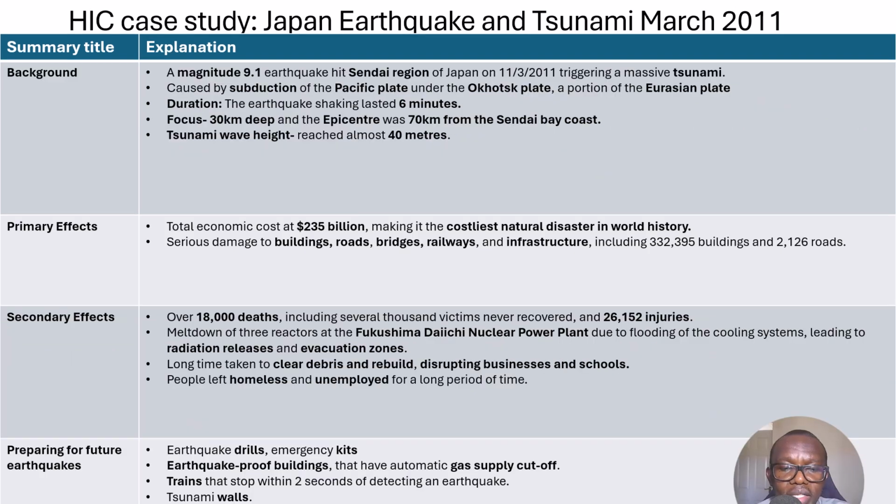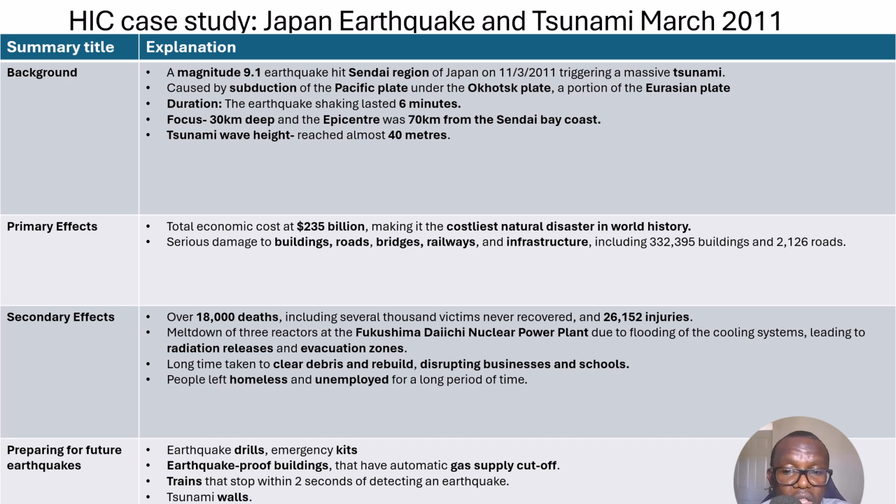So the last case study that we're going to look at is a HIC case study, and that is of the Japan earthquake and tsunami of March 2011. So again, we have a summary of information here regarding that particular earthquake and tsunami, and we'll go through it very quickly. So the background information that we have is that the magnitude of the earthquake was 9.1 on the Richter scale. And the earthquake hit the region of Sendai on March the 11th, 2011.